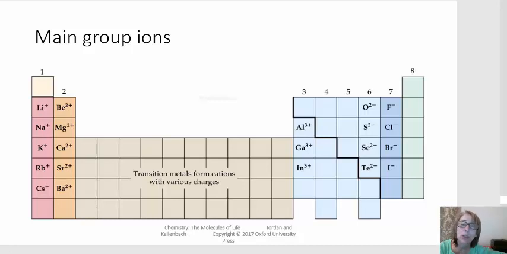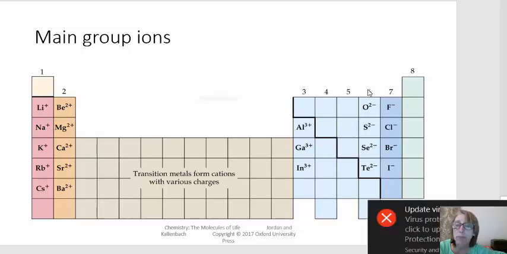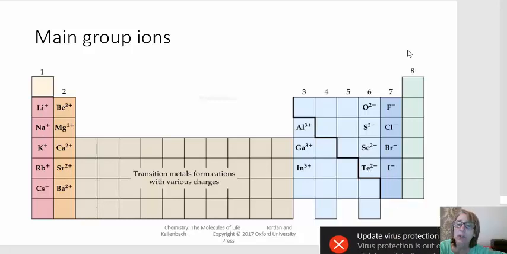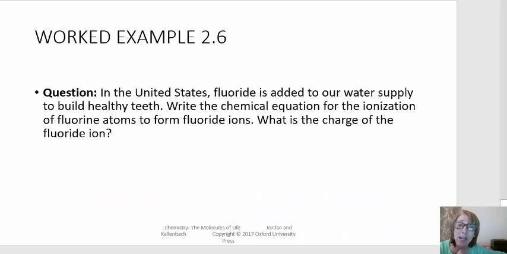You will be expected to identify the charges of several main group ions, for example, 1A, 2A, +1, +2, 6A, nonmetals and metalloid, -2, and halogens, -1. Okay, with that in mind, let's look at worked example 2.6.